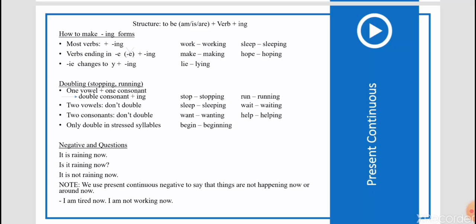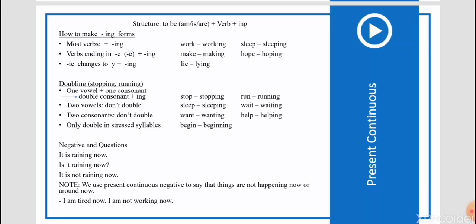Doubling the last consonant. For example, stop, stopping, run, running. Case 1, one verb, one vowel plus one consonant: double the consonant and add ing. For example, stop, stopping, run, running. We have already mentioned it initially.